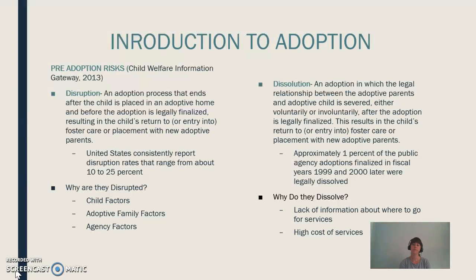Dissolution. This happens when the adoption has already been legalized between the adoptive parent and the child, and they choose to either sever it voluntarily or involuntarily, and this results in the child being placed back in foster care or into a new adoptive home. And this happens in approximately 1% of public agency adoptions.